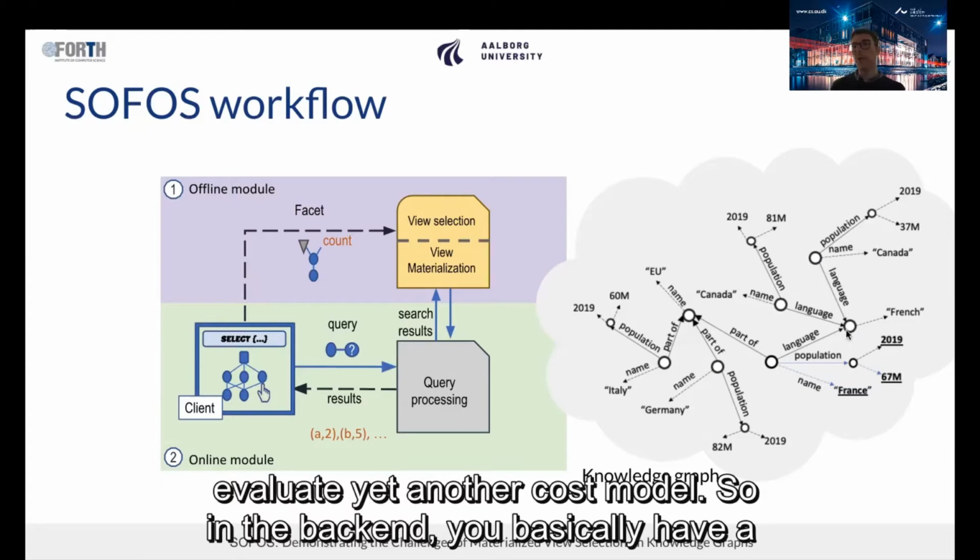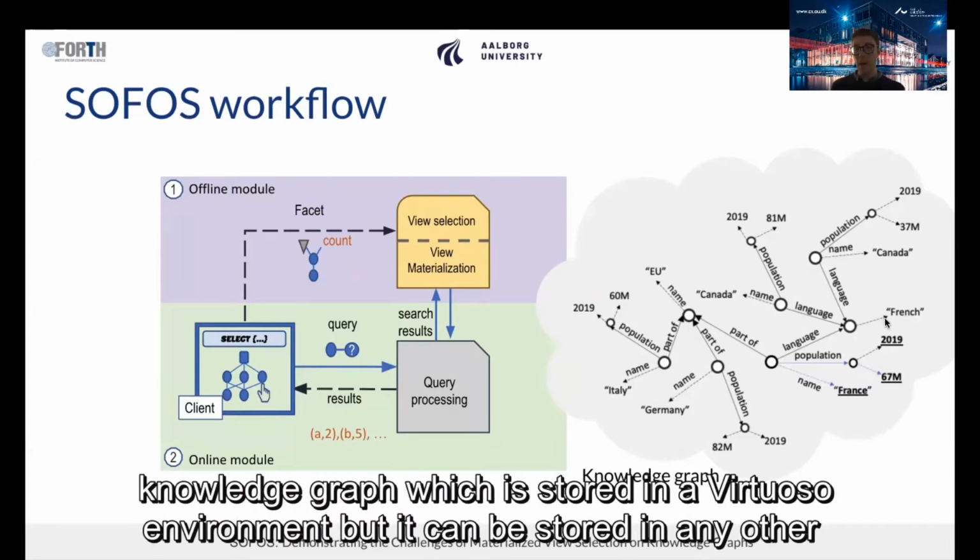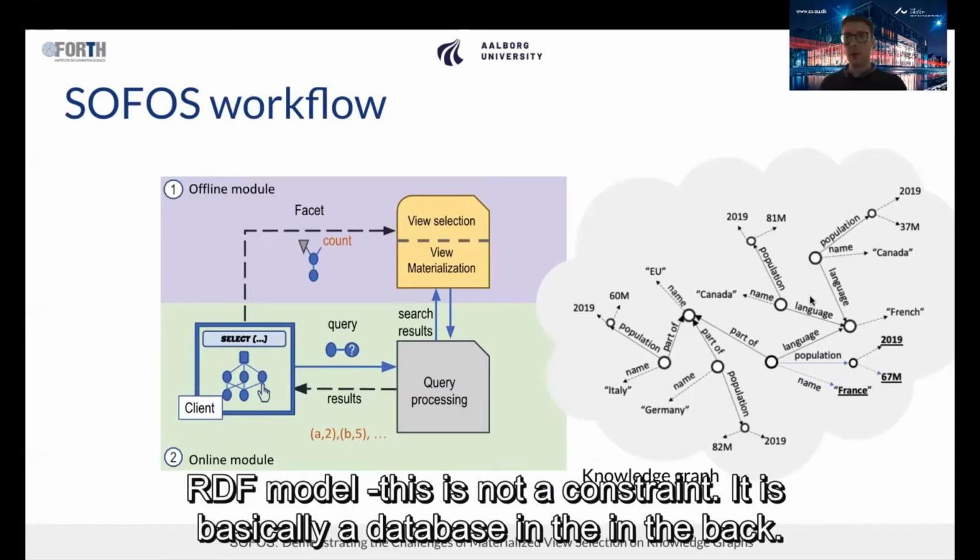So in the backend, you basically have a knowledge graph, which is stored in a Virtuoso environment, but it can be stored in any other RDF model. This is not a constraint. There is basically a database in the back.